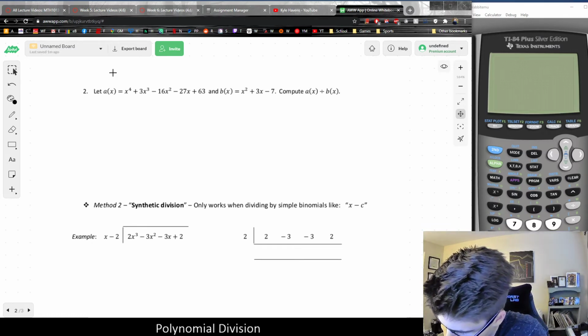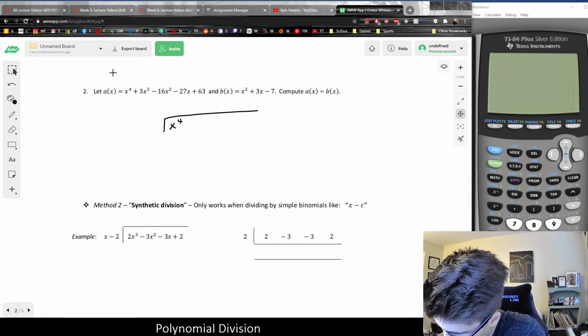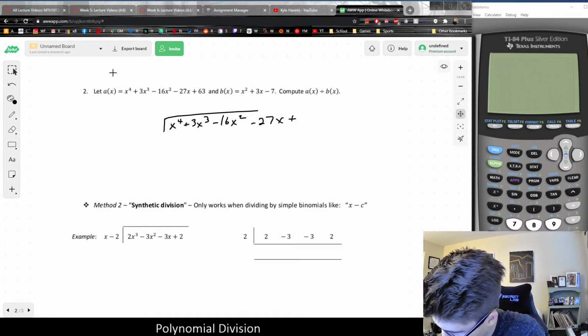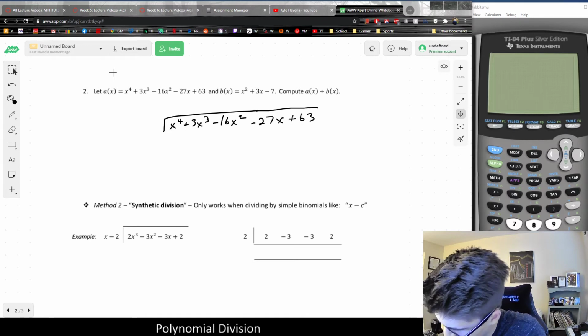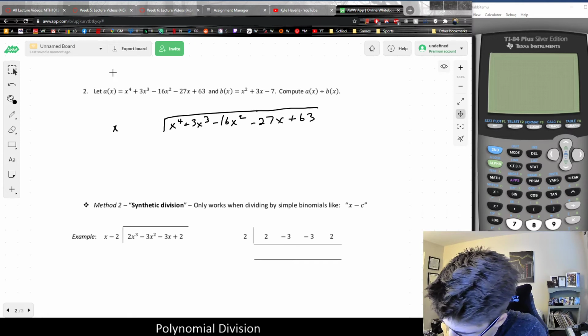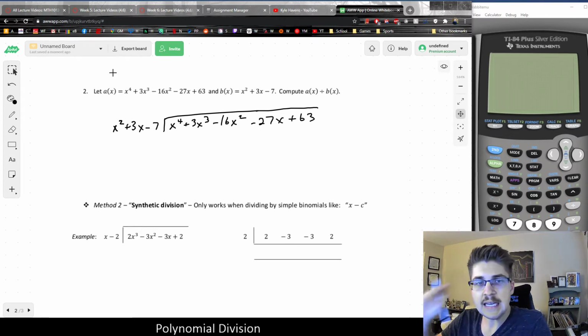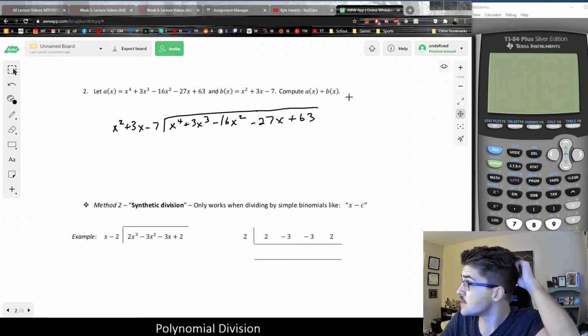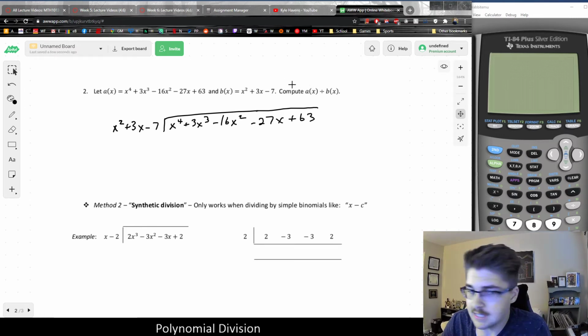So we'll start with a, and first one always goes on the inside. So a of x, x to the fourth, plus 3x cubed, minus 16x squared, minus 27x, plus 63. And we are trying to divide by x squared plus 3x minus 7. Neither one of those polynomials had any missing terms, so we don't need to fill in any zeros like we had in the last one.